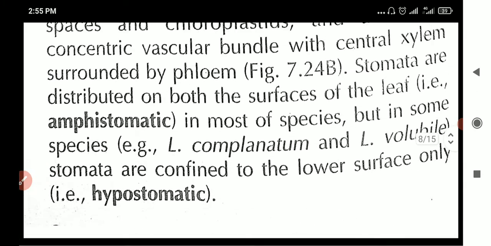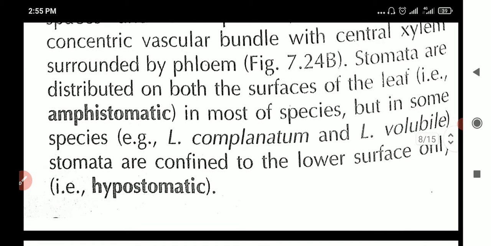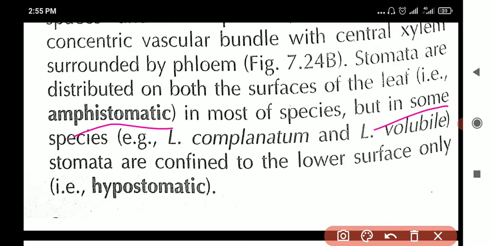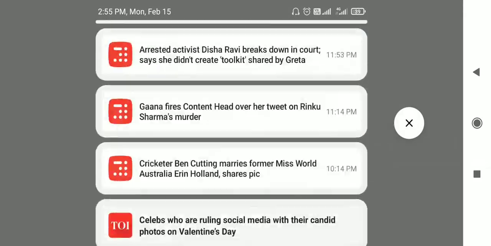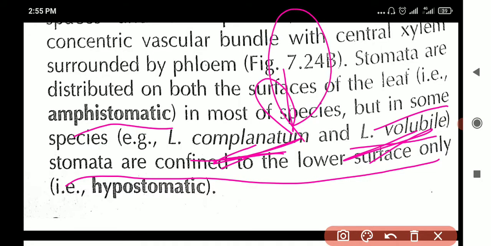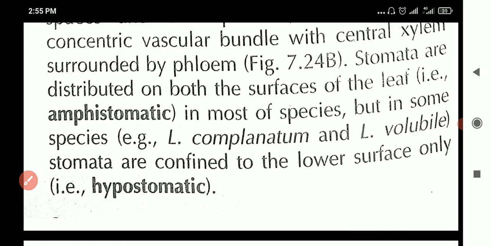Stomata are distributed on both surfaces of the leaf, that is, it is amphistomatic. But in some species, like Selaginella complanatum and volutile, they are confined only to the lower surface. Remember, these had a different arrangement of leaf, one big and one small. Not only did they have different sizes of leaf, they are heterophyllous, but they also have stomata only on the lower surface.